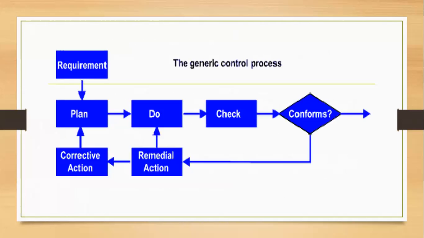So here is a flow chart showing you, this is generic. You have the requirement, you know what the requirement is, you know what the plan is. If something happens, you have a corrective action to follow. When you get to that point, you will know there's a requirement here.